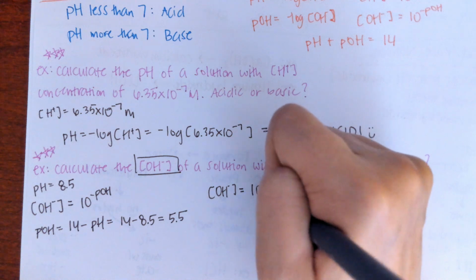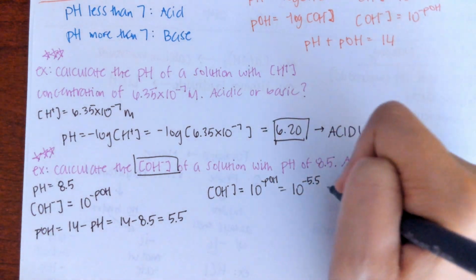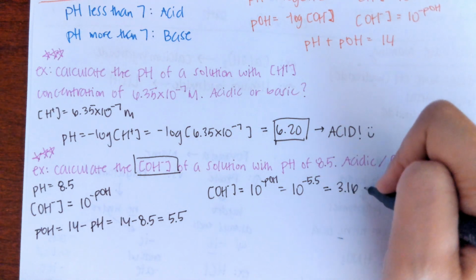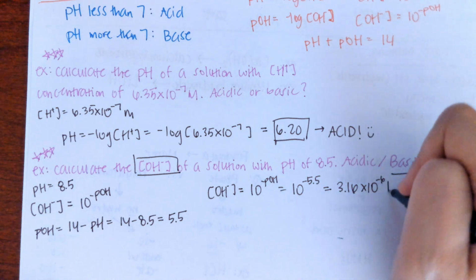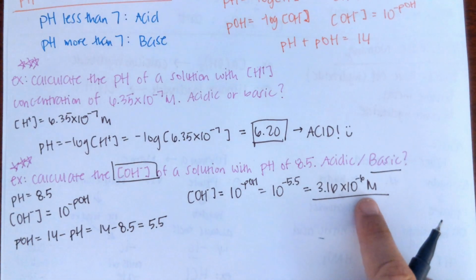So 10 to the negative pOH. So 10 to the negative 5.5 equals, you should get, I trust that you know how to use a calculator, 3.16 times 10 to the power negative 6 molar. Now for concentration, you have to have units.